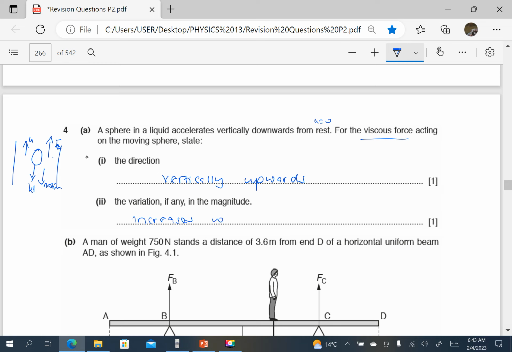with velocity, or it will increase with the depth, because as depth increases, the speed is increasing, or it increases with the time, because as time goes on, the sphere gains more speed. It means the speed is increasing. What is very important is the velocity, because the velocity is increasing as depth increases, or the velocity is increasing as time goes on.